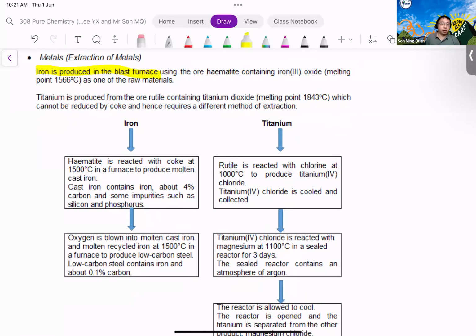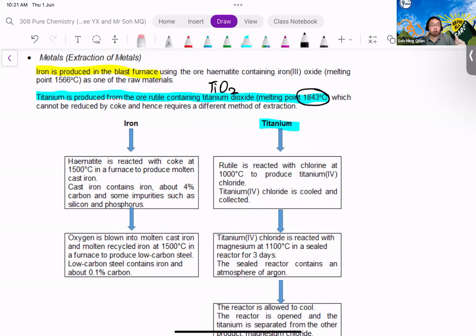Iron is produced in a blast furnace. You have learned that. You have learned all the reactions, all 5 reactions, in fact. Okay. But now let's throw a different thing in. Titanium. So besides iron, they want to discuss the extraction of titanium. So there are a few important things you need to take note of. First, highlight chemical names. Titanium is produced from the ore rutile. Rutile contains titanium dioxide, TiO2, right?